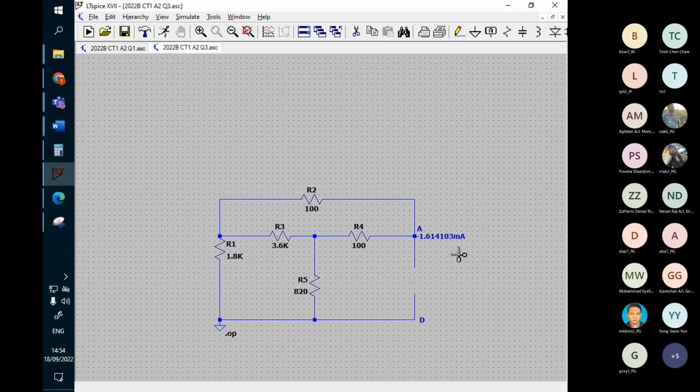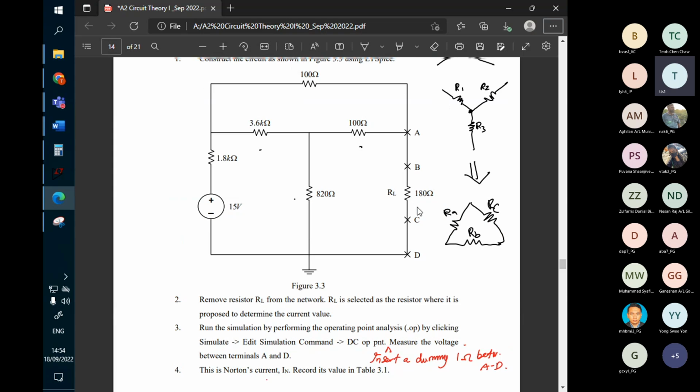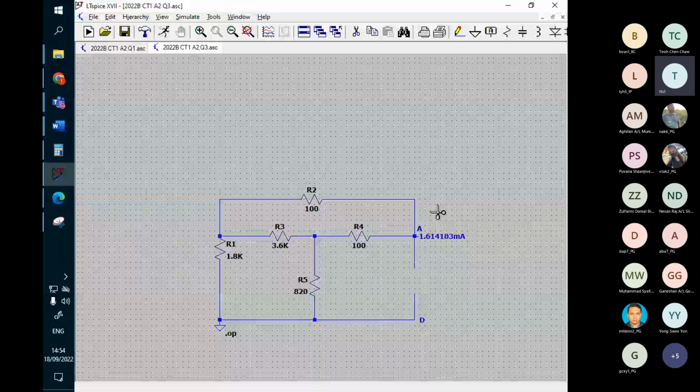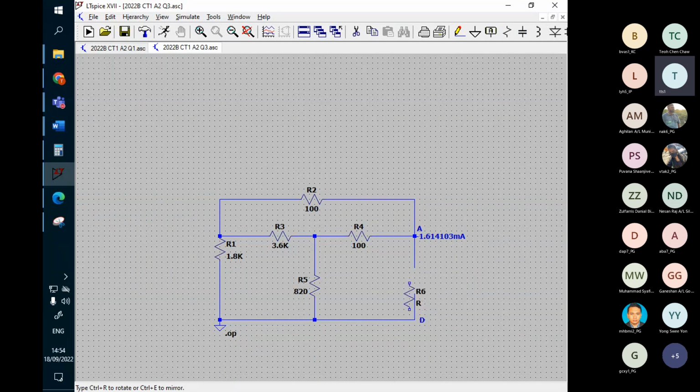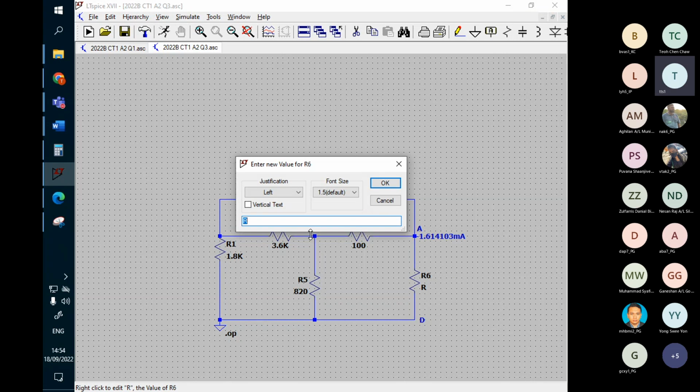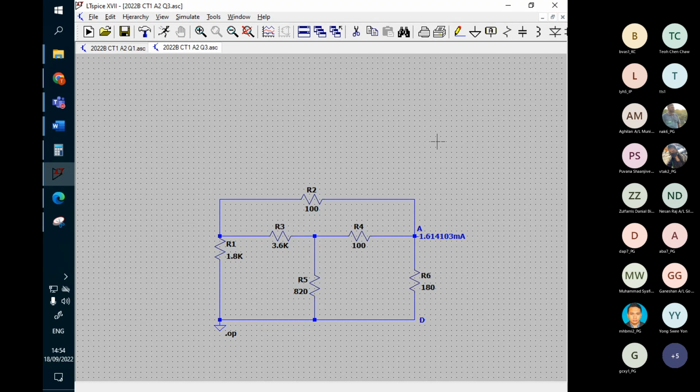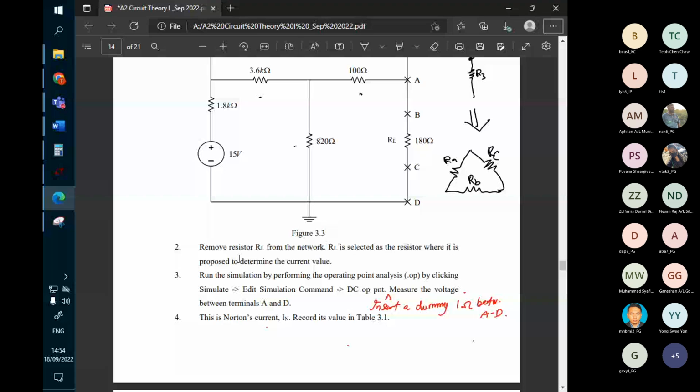Now we need to replace back the previous resistor, the one we have. We didn't actually throw it away. It's the 180 ohm. So let's get another resistor and place it in the gap here, and change it immediately. 180. All right. 180. Then what? Now I have selected. Okay.